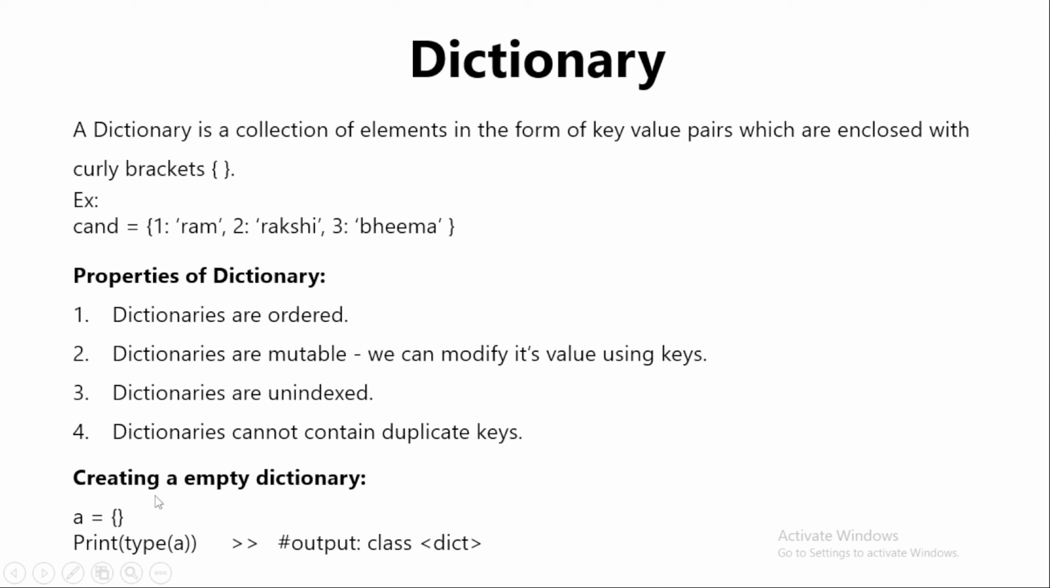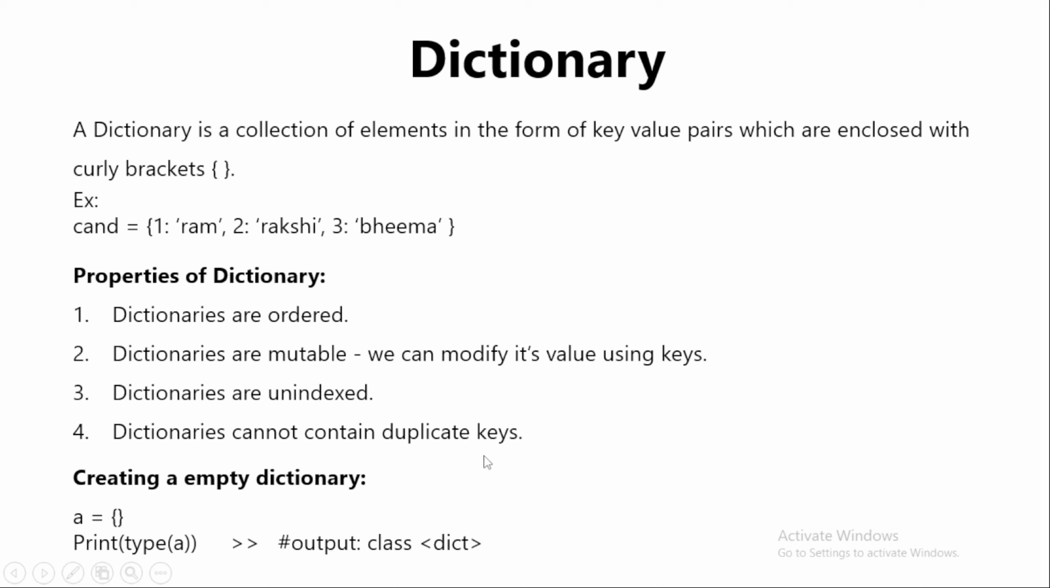Now let us move on with creating an empty dictionary, where A is equal to curly braces. When we print the type of A, we get an output as dictionary. So this type syntax returns the data type of the value A, where it contains an empty dictionary. Hence, it returns a class type as dictionary. That is about properties of dictionary and creating an empty dictionary.